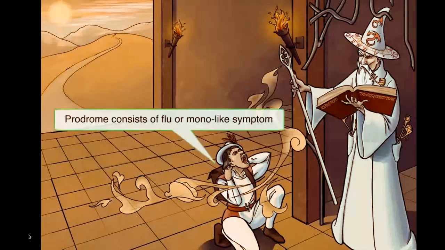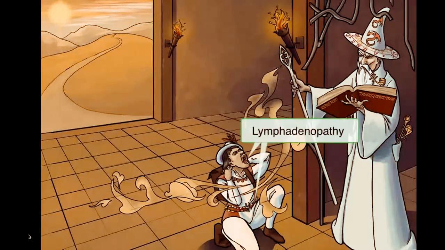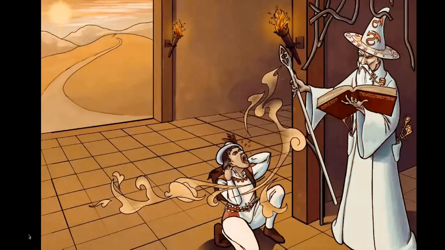It's characterized by flu or mono-like symptoms with cervical lymphadenopathy. We have him with his mouth open because his tonsils may have become enlarged, and the frills around his neck and waist will represent the lymphadenopathy. He's also red-faced and sweaty to illustrate the fever. This primary infection can last for several weeks, but will eventually get better on its own.